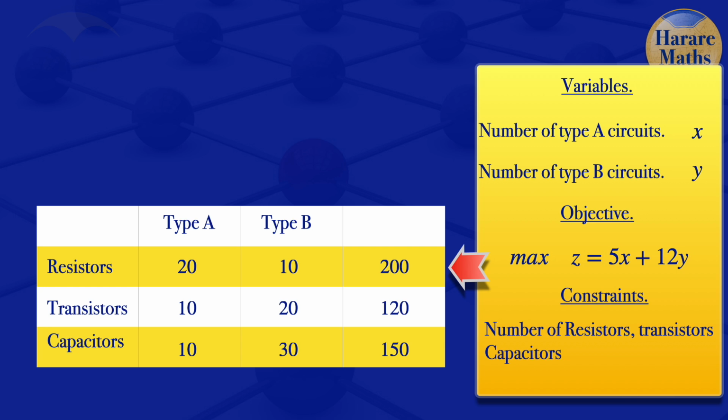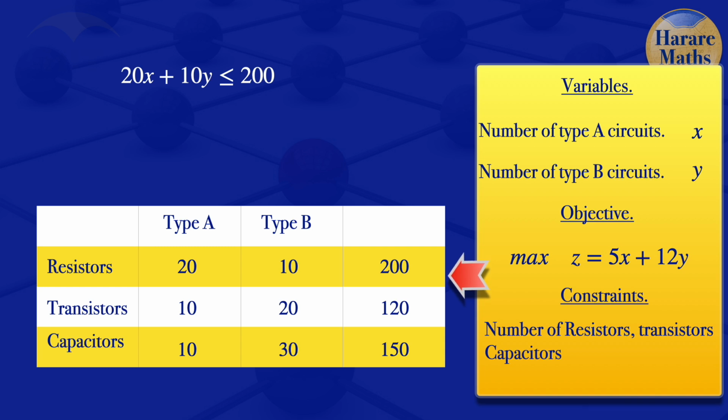type A circuits. And for the type B circuits, each circuit requires 10 resistors. And if we are making the number of type B circuits to be Y, then the total number of resistors used to make type B circuits will be 10 times Y. So when you add this total, the number of resistors used to make type A and type B circuits, they should not exceed that 200 there, which is on the right. And if we write it in mathematical form, not exceeding 200 is less than or equals to. So the first constraint there would be 20x plus 10y less than or equals to 200.